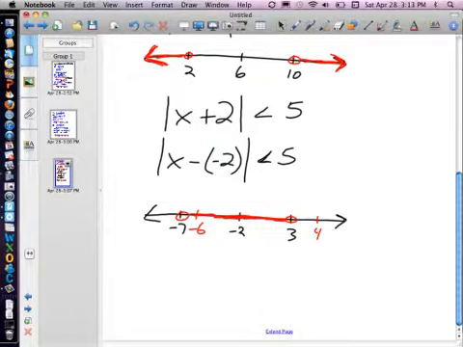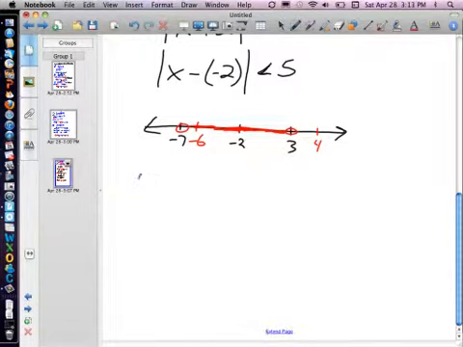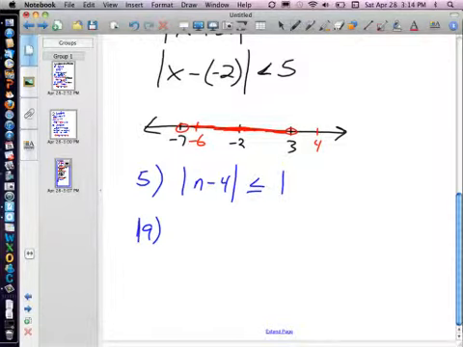Your choice. For your homework, I would like you to do problems on the wrong page here. Here we go. I'd like you to do problems 5 and 19. Problem 5 looks like this: absolute value of n minus 4 is less than or equal to 1. Problem 19 is somewhere. Absolute value of y plus 5 is greater than 8.